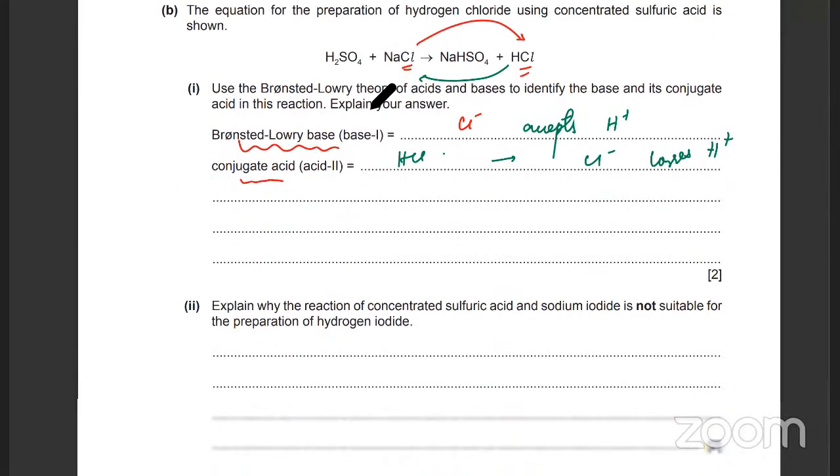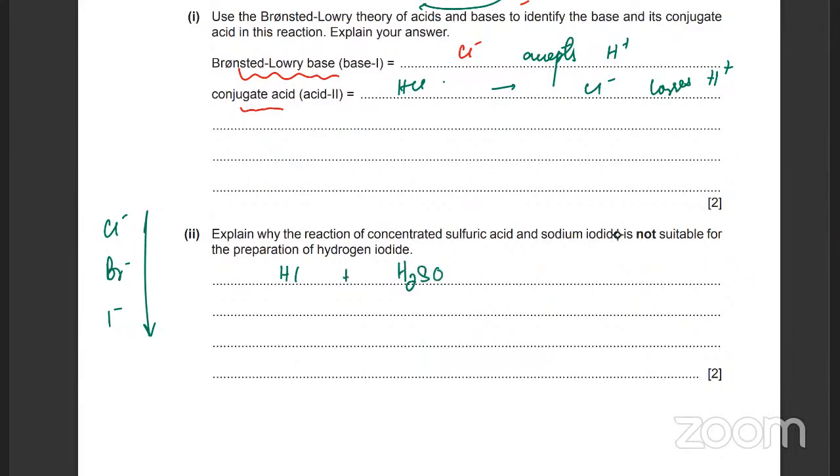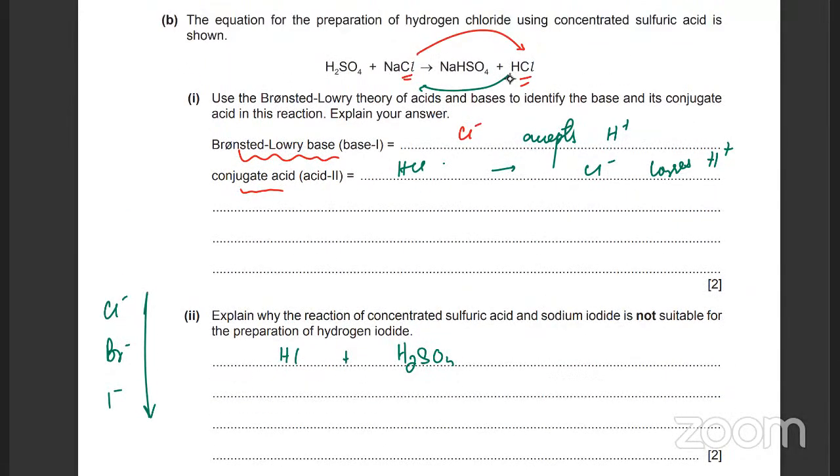As a next one, you've got to explain the reaction of concentrated sulfuric acid. This is a very typical group 17 reaction. What happens when you move down the group? What happens when concentrated sulfuric acid and sodium iodide react? What kind of reaction do you have? Do you have a displacement reaction like this, or do you have a redox reaction?